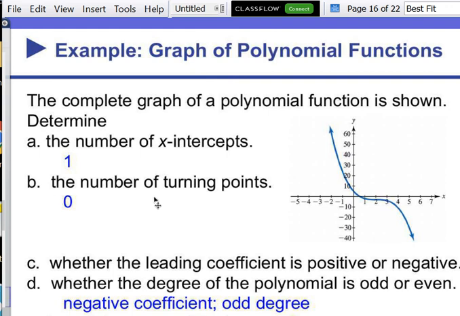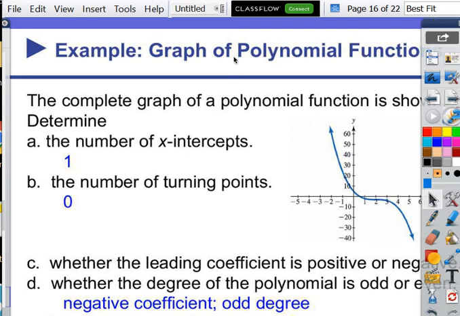And the minimum degree it could be is 3, because it's not a straight line. If it was a straight line, it would be 1.